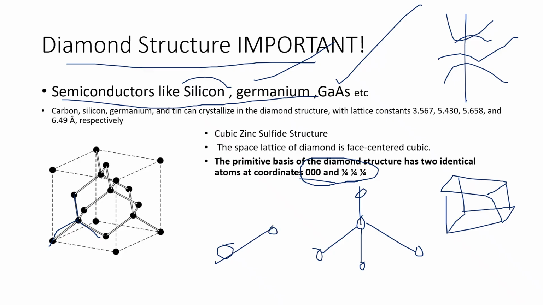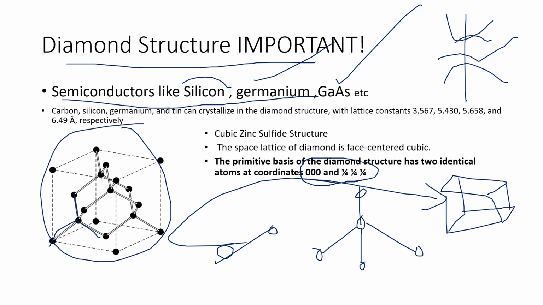And if you fill this basis in the FCC, you will find something like this repeated all across. Cubic zinc sulfide structure also exists in this way, except that there are two different elements, zinc and sulfide, and it is called zinc blende. The structure is the same, but the elements are two different ones. Here 0, 0, 0 will be zinc, and at 1 by 4, 1 by 4, 1 by 4, a sulfide ion will be there.